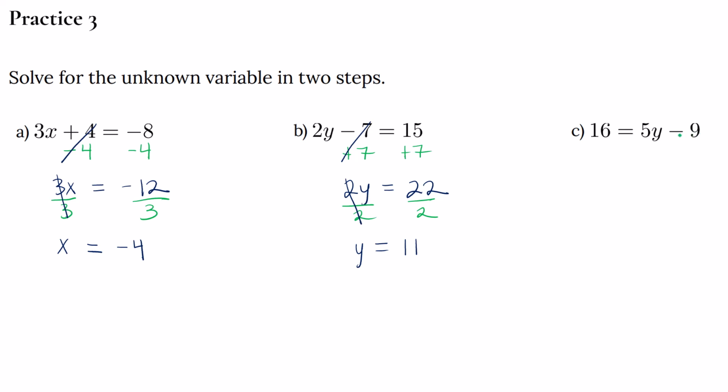For C, 9 is being subtracted from 5y. So to remove it from that side, we're going to add 9. Add 9 to both sides. 16 plus 9 is 25. Over on the right side, -9 plus 9 becomes 0. So all we have left is 5y, and divide both sides by 5 to get y by itself. 25 divided by 5 is 5 equals 2. We get rid of the 5 divided by 5 and we're left with y is equal to 5.